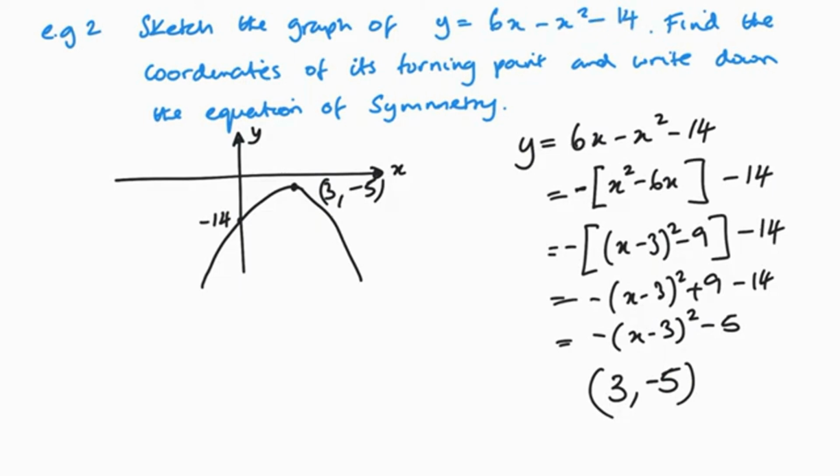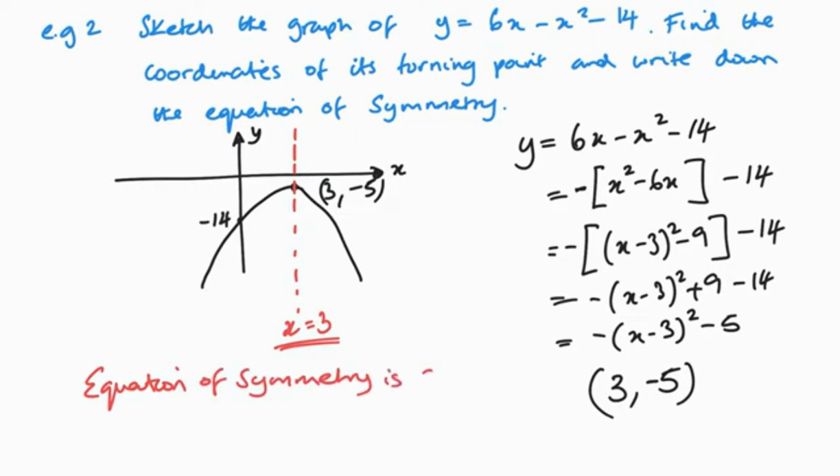And that's almost done. Now we just need to think about our line of symmetry, equation of symmetry, which is what it asked us for. That's going to be the line that goes through my turning point. So this turning point is when x equals 3, and that is what this line is called. So my line of symmetry, or my equation of symmetry here, is x equals 3, and that's it, done.